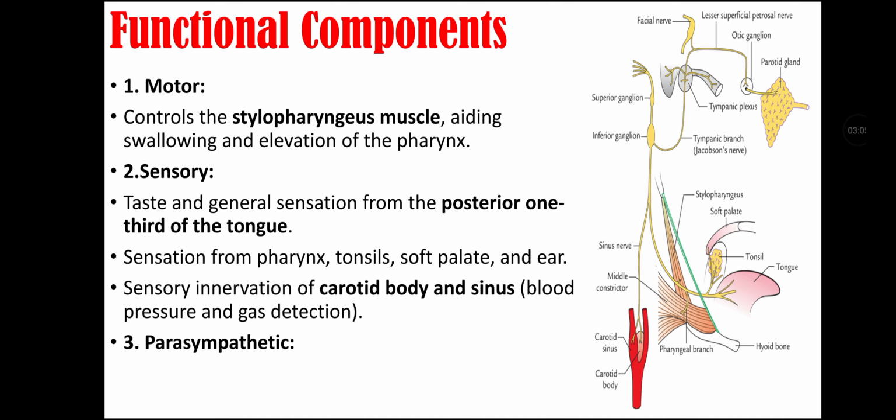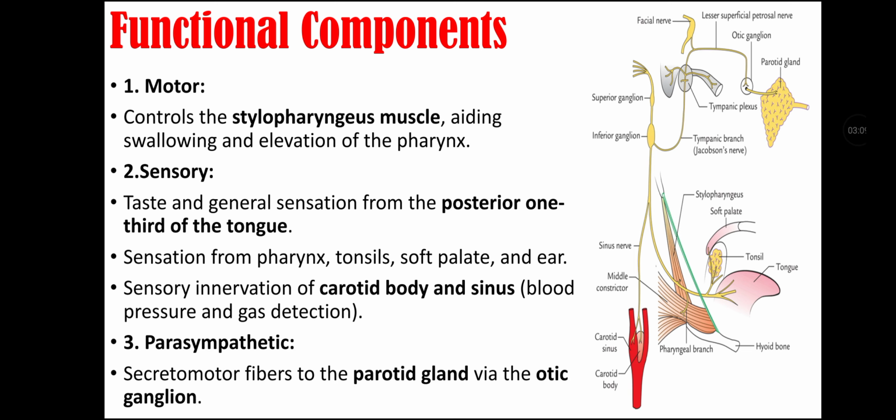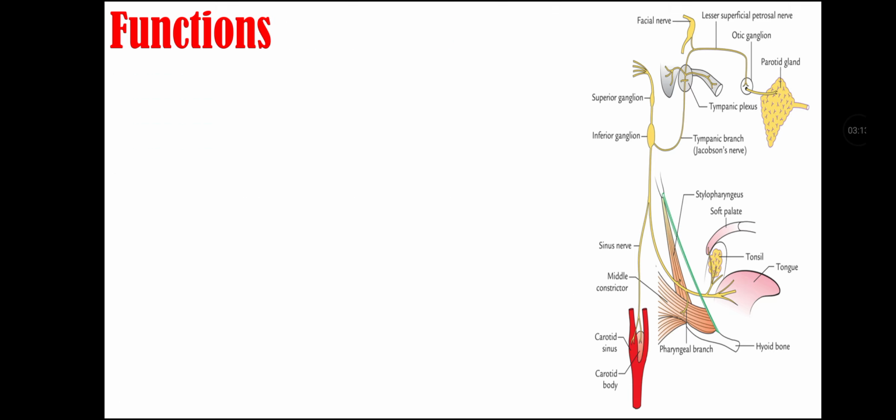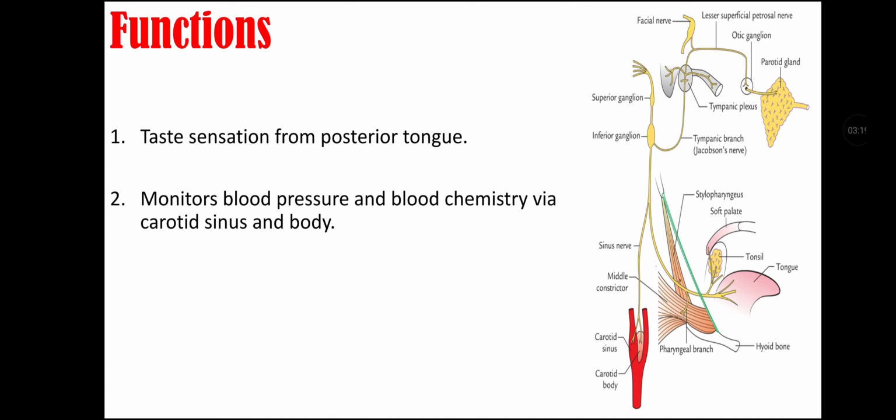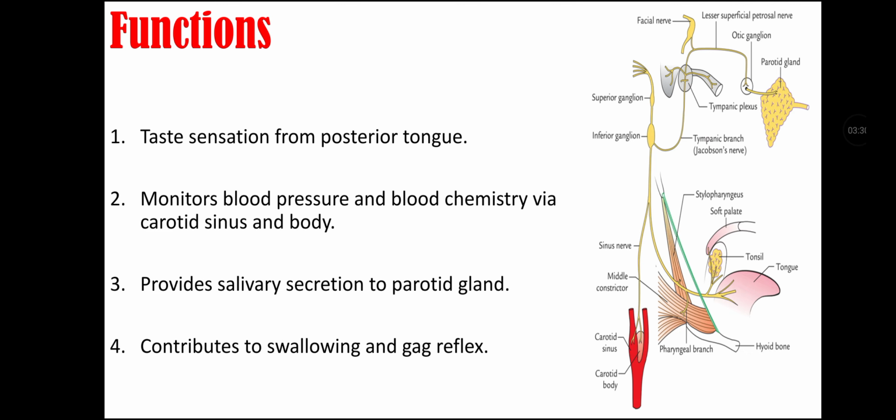Third functional component of glossopharyngeal nerve is its parasympathetic component that gives secretomotor fibers to parotid gland through the otic ganglion. Functions of glossopharyngeal nerve. First is taste sensation from posterior tongue. Second function is it monitors blood pressure and blood chemistry through carotid sinus and body. Third function, it provides salivary secretion to parotid gland. Fourth function is it contributes to swallowing and gag reflex.